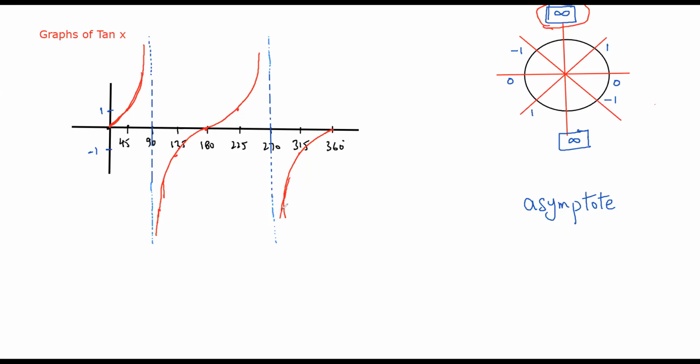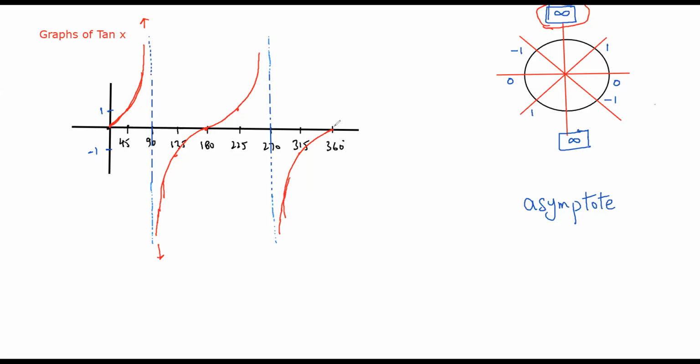Look at this asymptote: this side is going upwards, and over here it is going downwards. So if one side of the asymptote has infinity going upwards, the other side will have it downward. That is a clue for you. That is how you can maintain the flow of this curve.